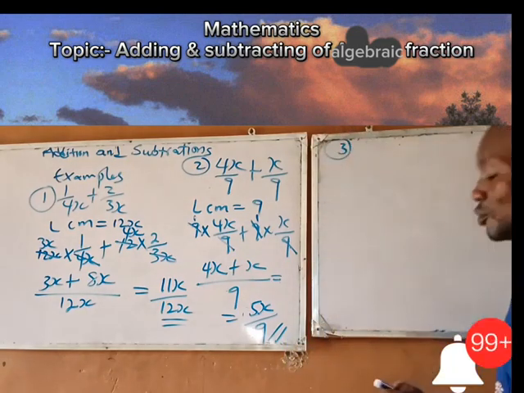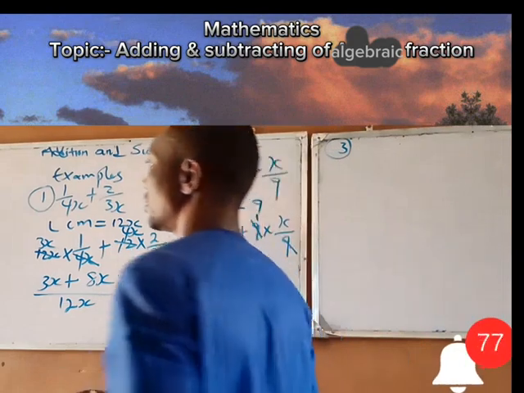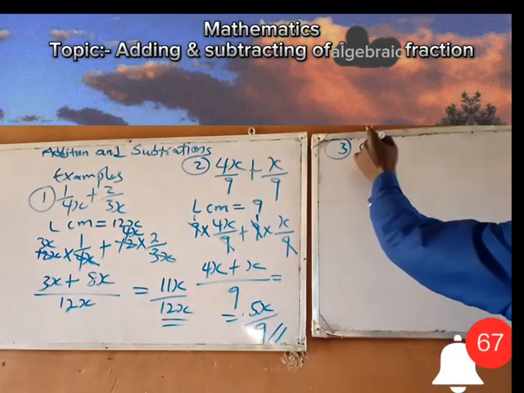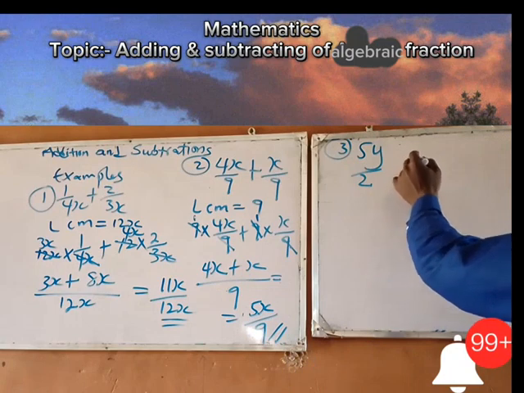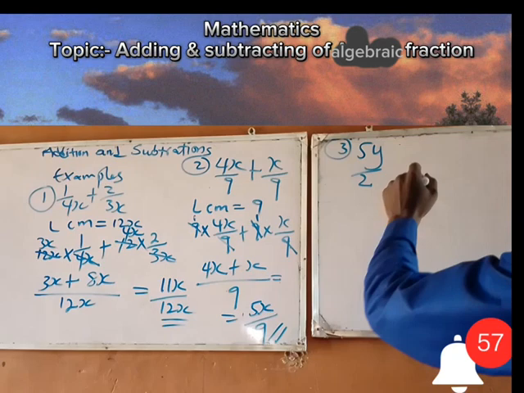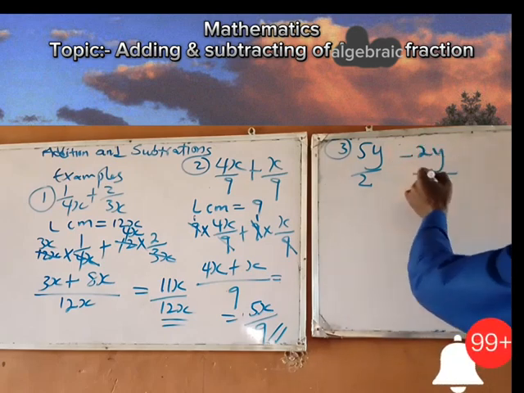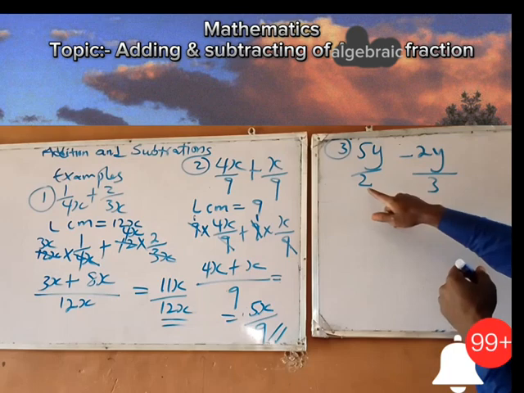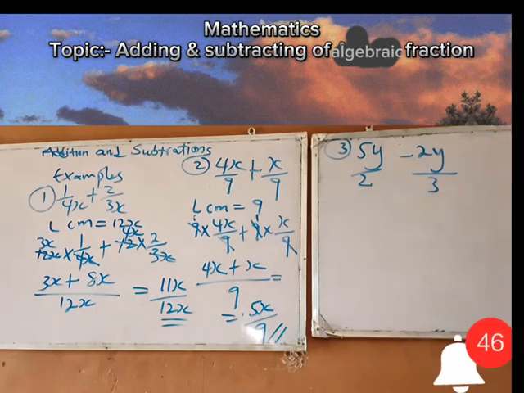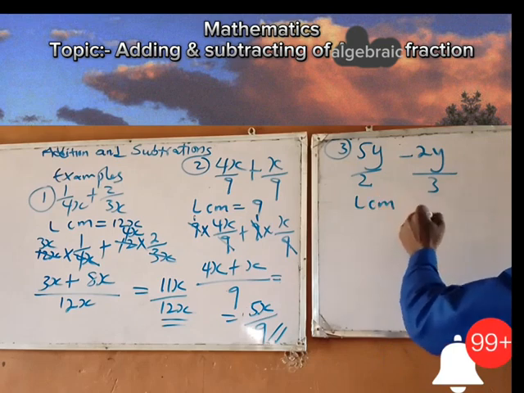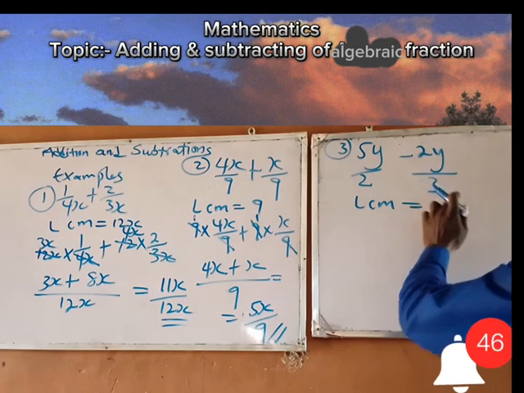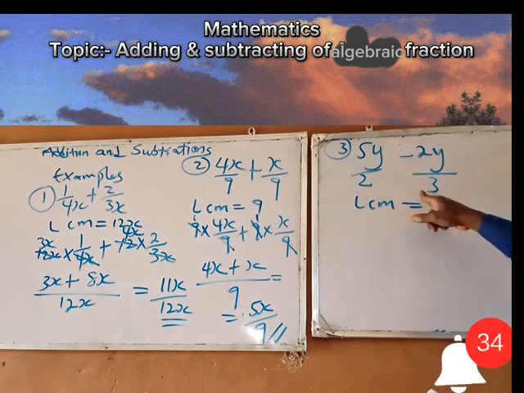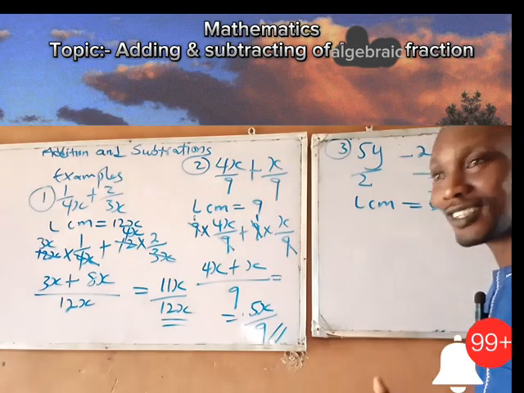Now, the third example we are going to be looking at is 5y all over 2 minus 2y all over 3. 5y over 2 minus 2y over 3. The same understanding. The LCM of 2 and 3 is going to give you 6. Don't be tempted. Truly, 2 multiplied by 3 is equal to 6, but that's not how I get the LCM.